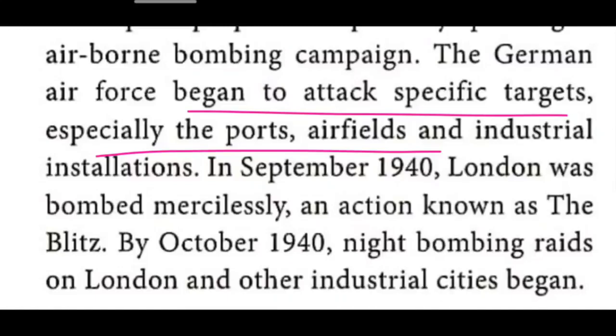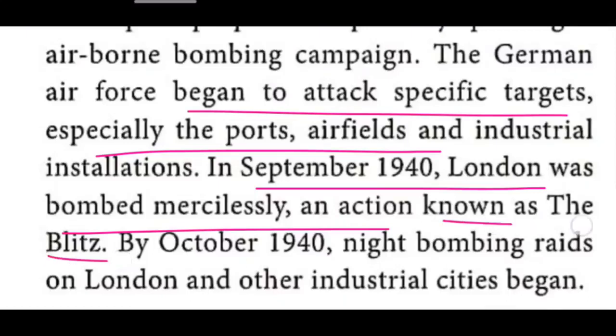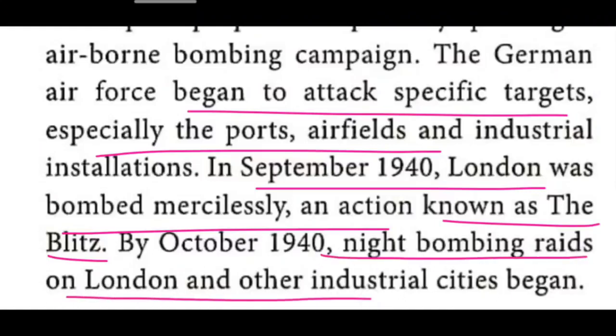In September 1940, London was bombed mercilessly. They did not show any mercy towards the British people. An action known as the Blitz. In October 1940, night time bombing raids on London and other industrial cities started. So this campaign failed.